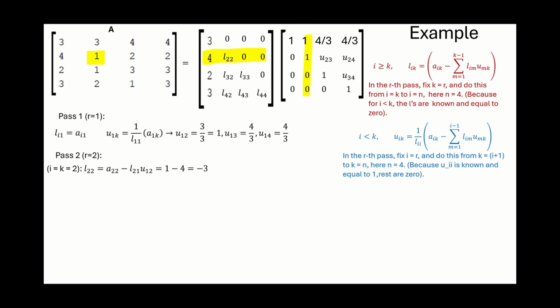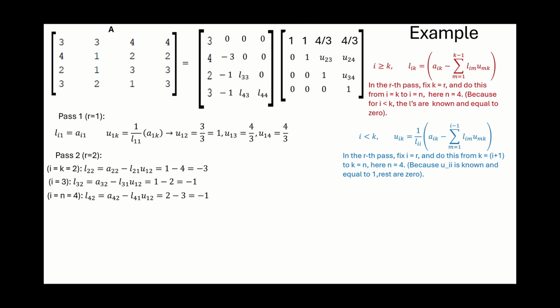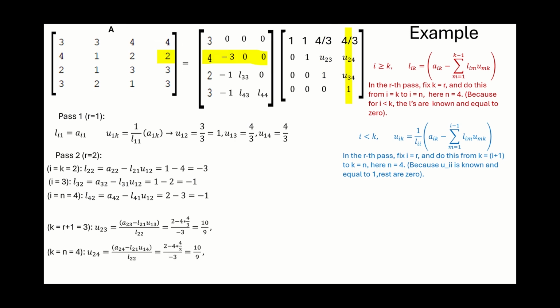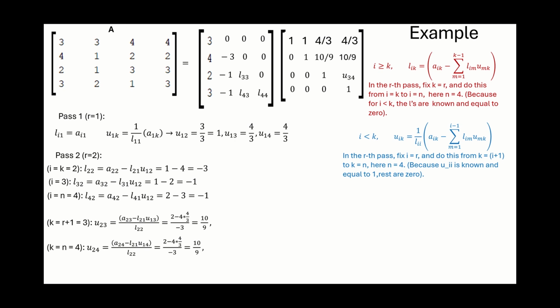Applying our formula, we find that L sub 2 equals negative 3, L sub 3 equals negative 1, and L sub 4 equals negative 1. We have now determined the second column of L and completed the first part of our second pass. To complete the second part of our second pass, after using the formula, we get the following result for U sub 3. Applying the formula to the other entry of the second row of U, we end up getting the same result. We've now completed the second pass.